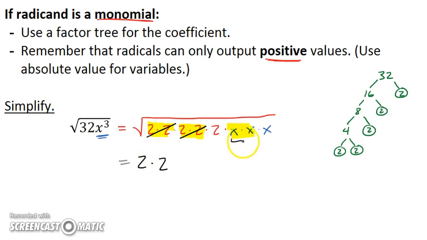Now with this x, this gets back to the second point we made up here. This should represent an x outside the radical. But I don't know if x was positive or negative. And the square root of some number can only be positive. So I need to put absolute value around that to indicate that I don't know if x was positive or negative, but what came out has to be a positive number. Now, the things that are left in the radical are a 2 and an x.